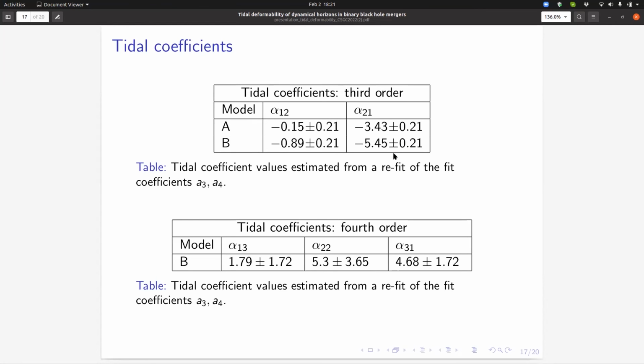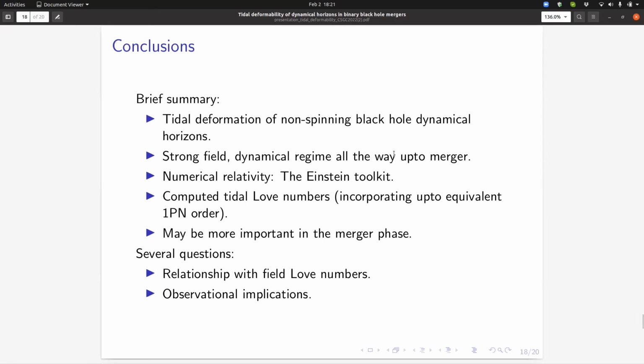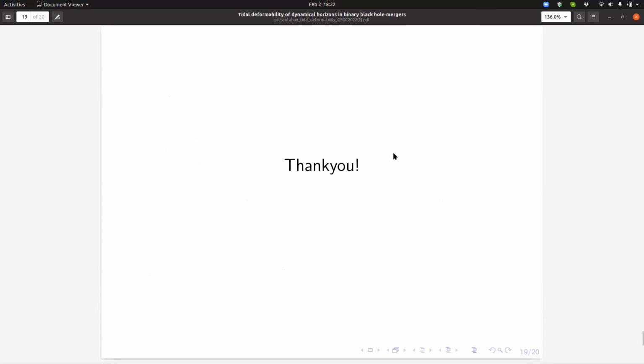I'm done. So here are the tidal coefficients that we obtained. We could estimate 5 tidal coefficients. And I will conclude now by leaving you at this slide. Most importantly, these love numbers are computed using the source multipole moments, which may be more important to understand the deformability of black holes, especially when they are close to each other, and may have important implications for tests of the no-hair theorem, for example. In future, we would like to also explore the observational implications of these results. Thank you for your time.